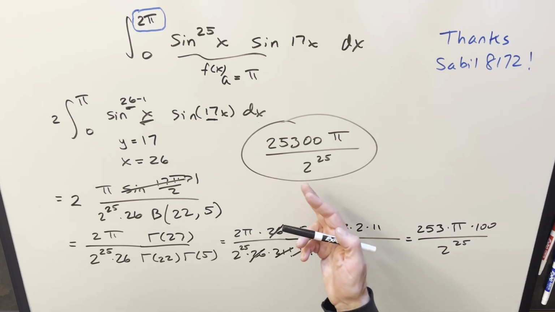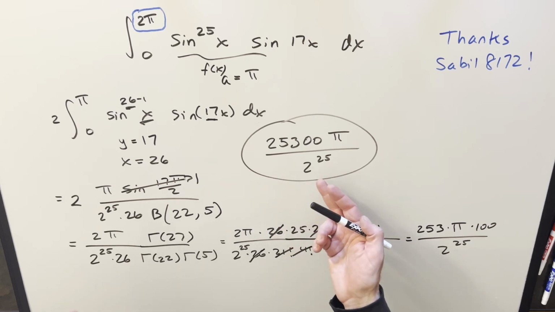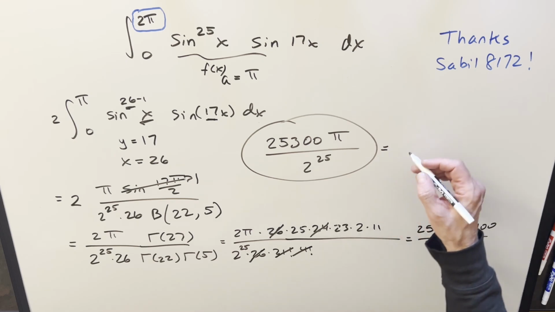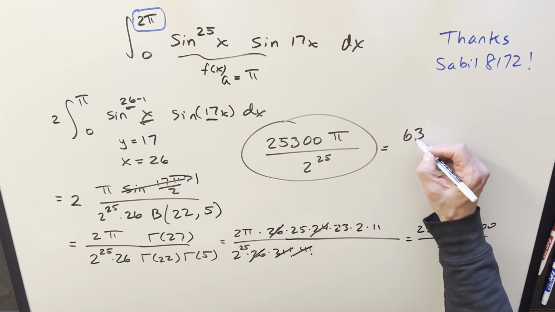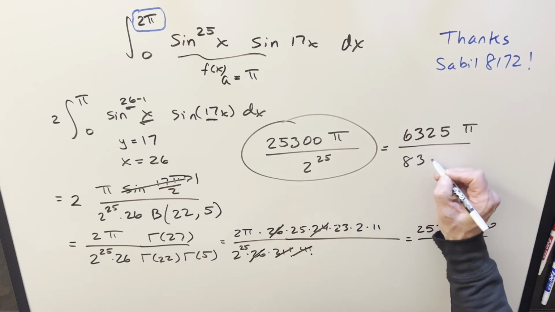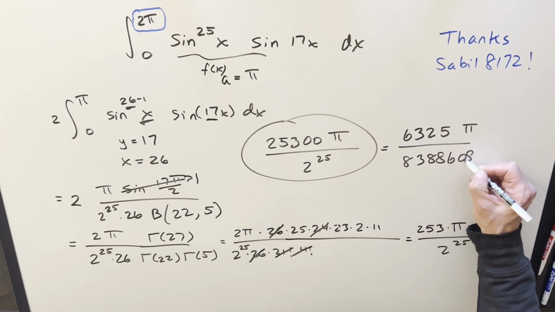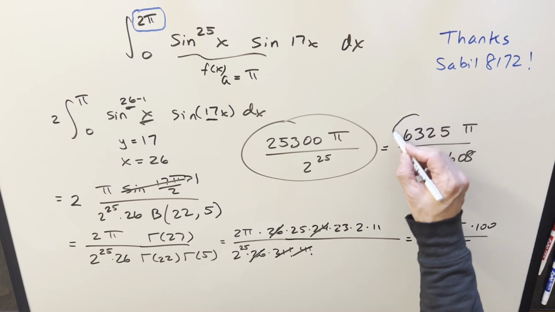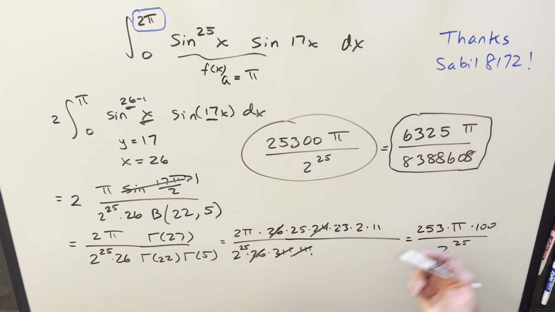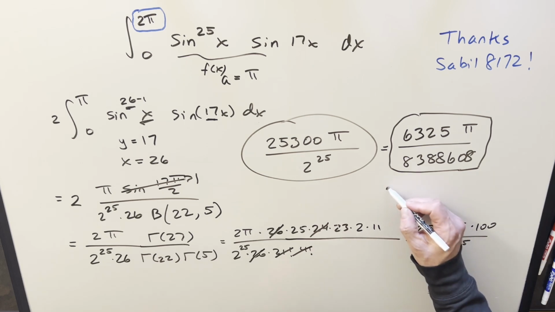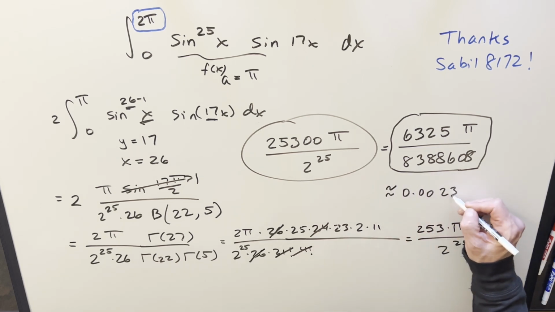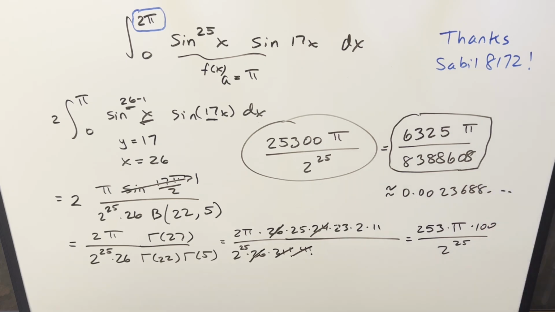And I was thinking some people might not like this form, because we've got 2's here, we could do some more cancellation. On Wolfram Alpha, they have this reduced further to 6325 pi over 8388608. So this way is further reduced. I kind of prefer to have 2 to the 25, but maybe it's just a taste thing. And this thing approximately on Wolfram Alpha is going to be 0.0023688.